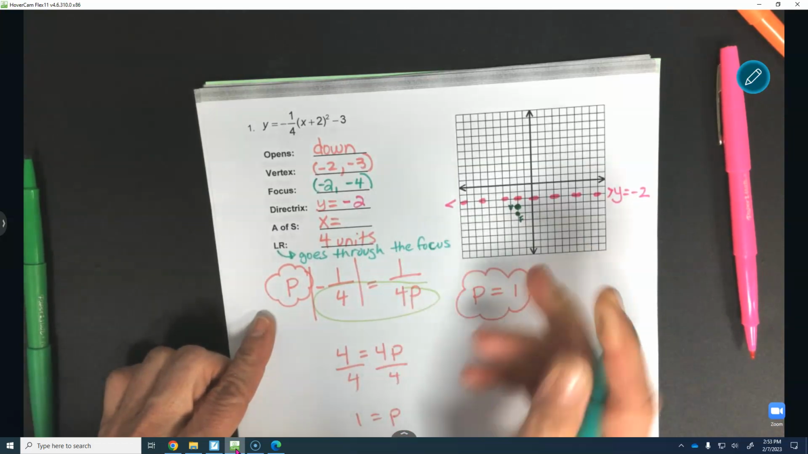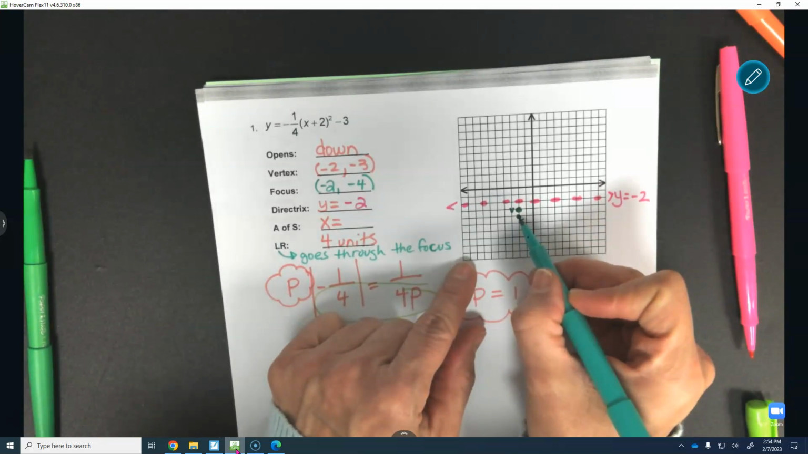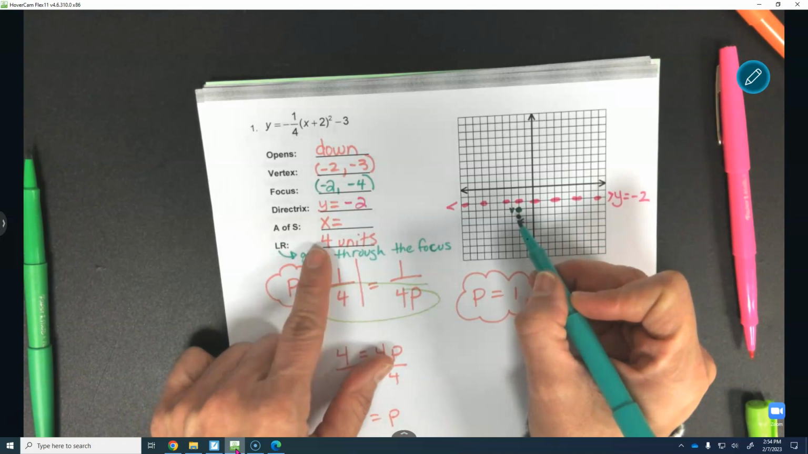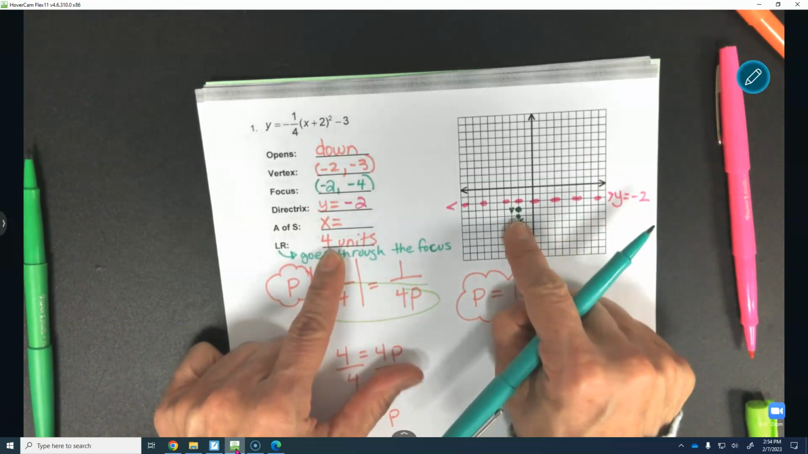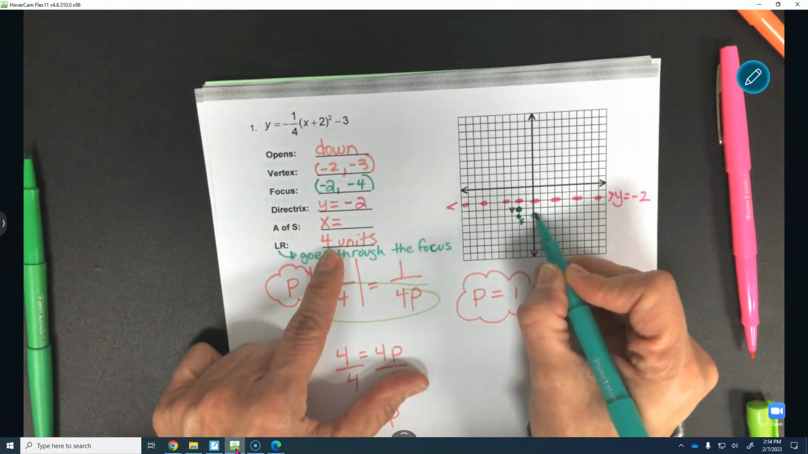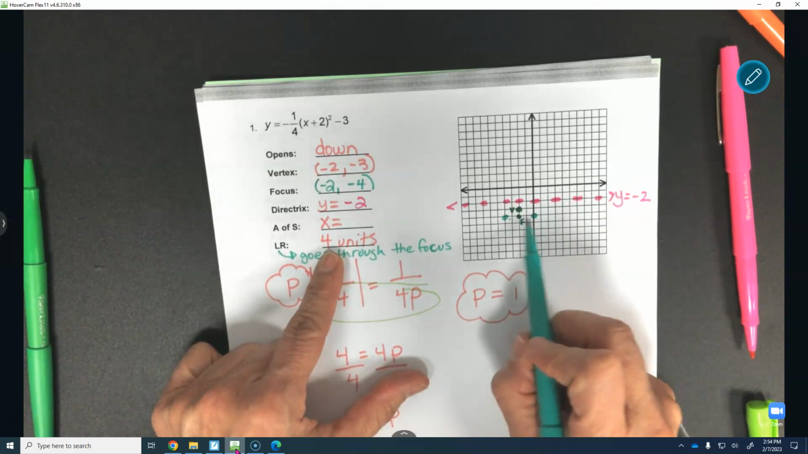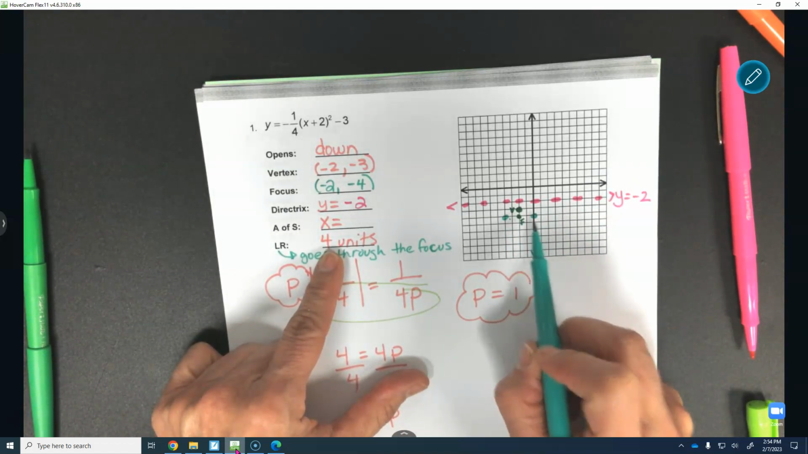But don't draw a line there. We're just going to measure it. So here's the focus right here. It's in the middle. And we know that we have a distance of 4 units. And if that's the middle, the official focal width is 2 places to the right and 2 places to the left. That's a total distance of 4 units.